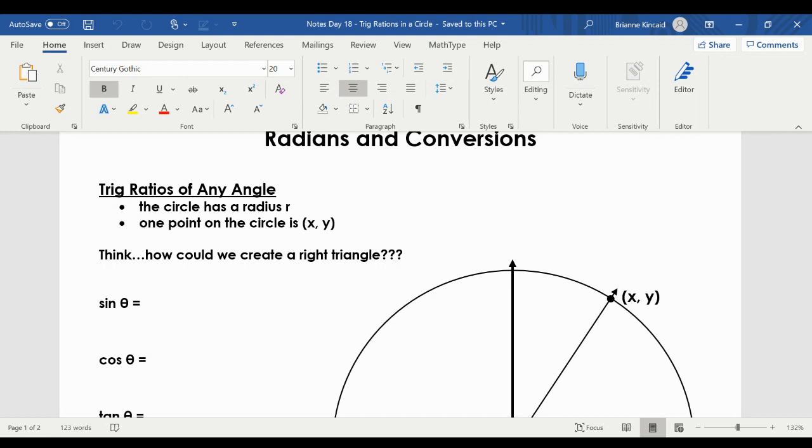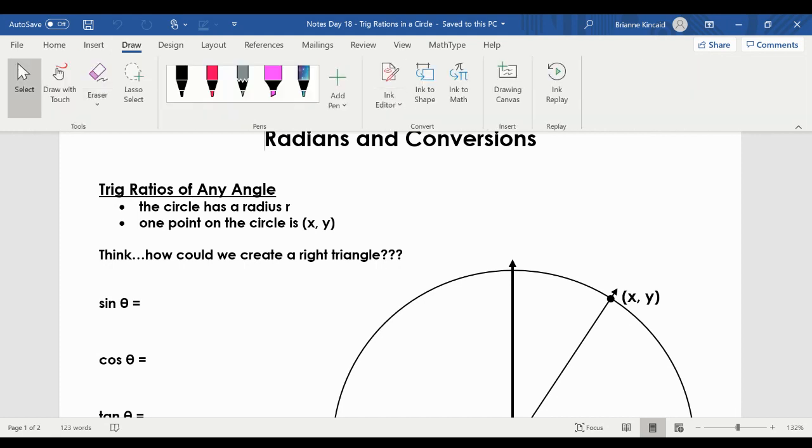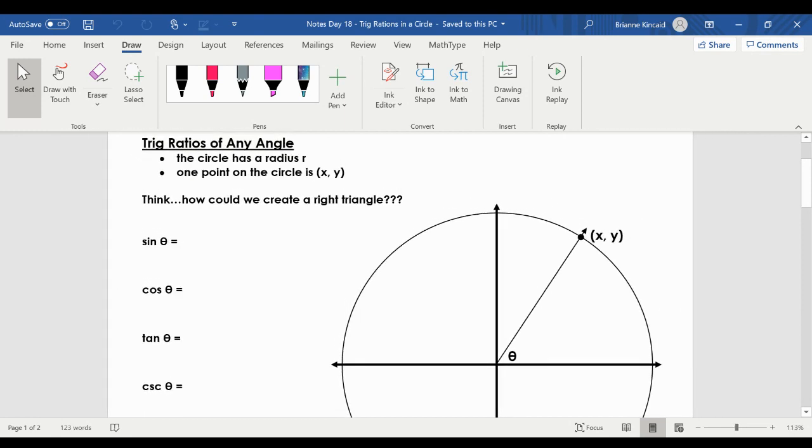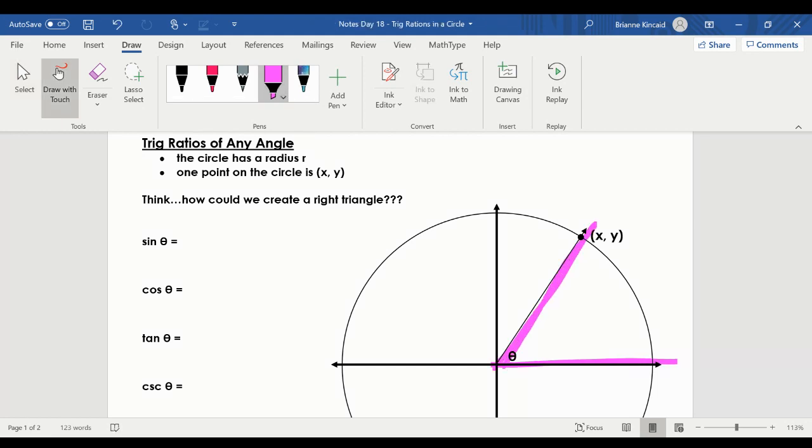So what I've already done for you is I have given the circle and I have plotted a point on the circle. That point is xy. From the origin being the middle, 0, 0, we draw to that point xy. The angle that is formed here, this angle here, is going to be our theta. Remember, this is our initial side, the x-axis, the side that moves, so the side that connects to xy is considered the terminal side.